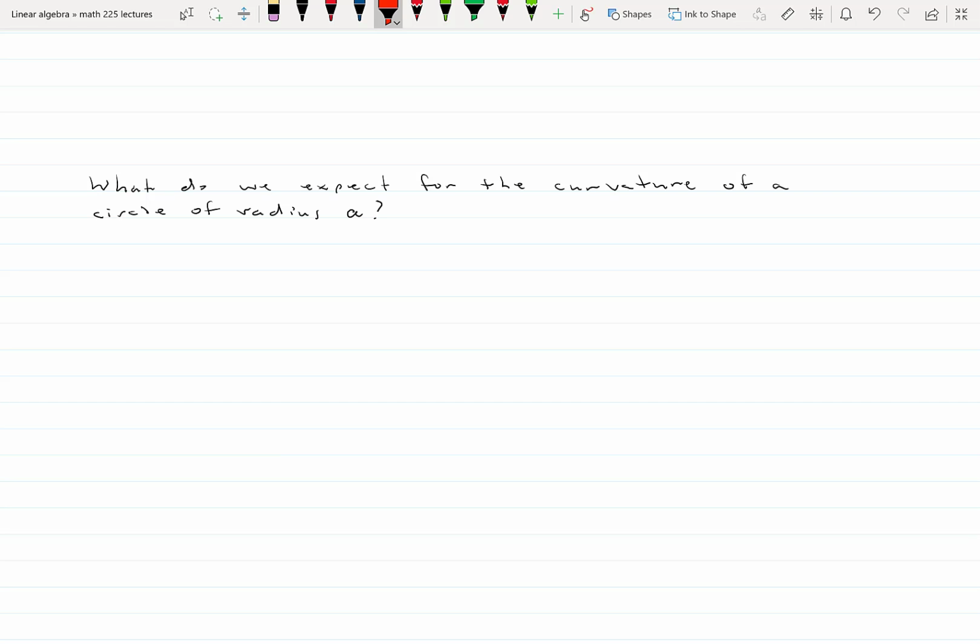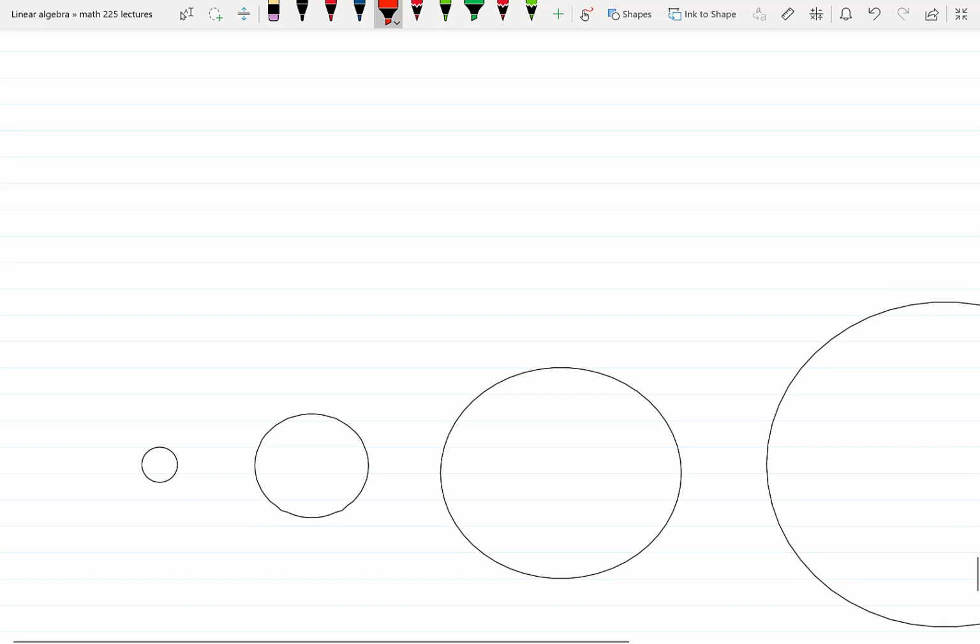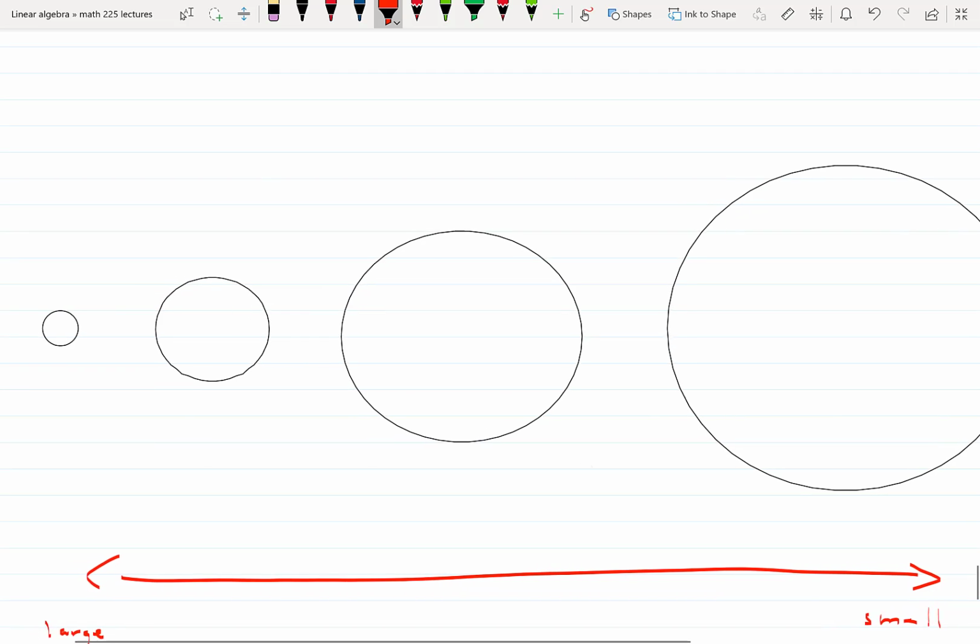And should the curvature of the circle vary depending on the point you are on the circle? No, the circle seems to have the same amount of bending no matter where you are on it. So we would expect the curvature of a circle to be constant, not change from point to point. The larger the radius, the smaller the curvature; the smaller the radius, the larger the curvature. If you didn't see what I'm talking about, here's a few circles.